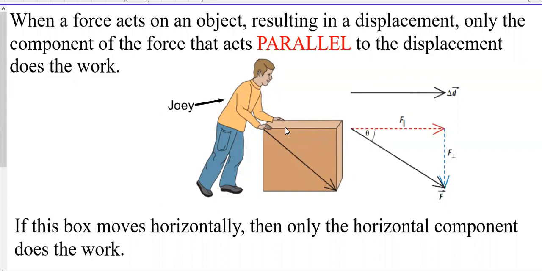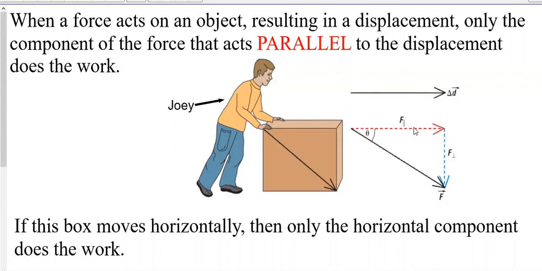The box is on the floor, so it can only move to the right on the screen, so it can only move forward. But Joey's force is not moving just forward. It's also going down. There's two components to his actual force that's acting on this box. In order for this box to move, he needs that applied force, but only one of these applied forces is actually going to contribute to the motion, and that is the parallel acting force to the displacement. This is the force that's going to do work.